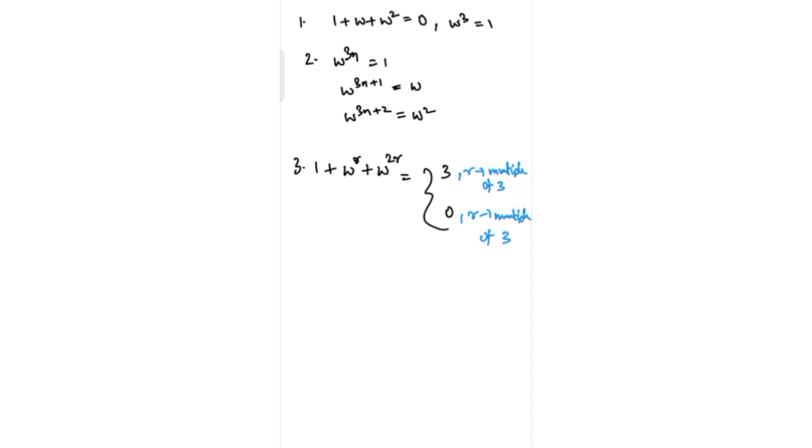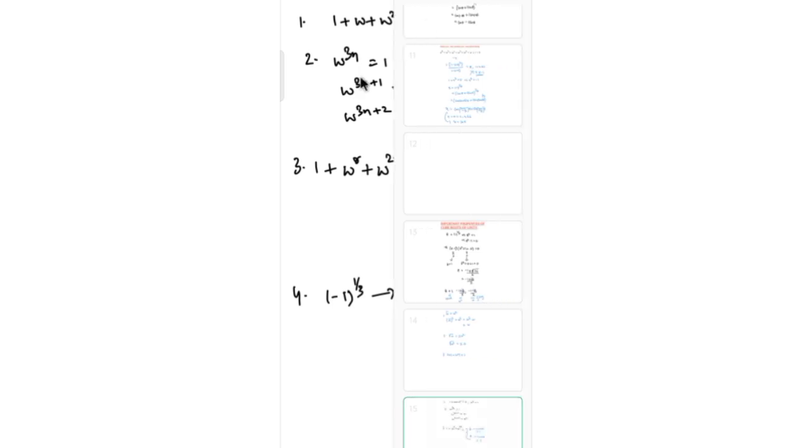And in a similar fashion, we all know that the cube roots of minus 1, that is minus 1 whole power 1 by 3, are minus 1, minus omega and minus omega square. And also the fifth point that I actually want to state is this one.